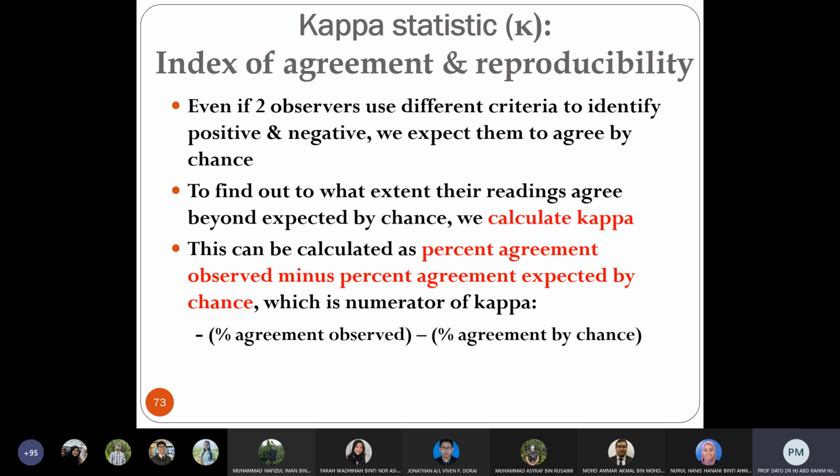Okay. So in order to measure this, we use the kappa statistic, K, an index of agreement and reproducibility. Here it says even if two observers use different criteria to identify positive and negative, we expect them to agree by chance. So we are talking here about agreement by chance. This is how we want to calculate kappa. We have the percent agreement observed minus the percentage agreement expected by chance. That would be the numerator.